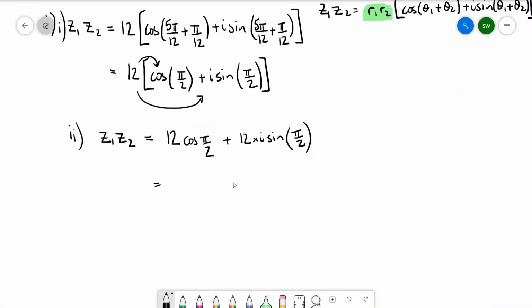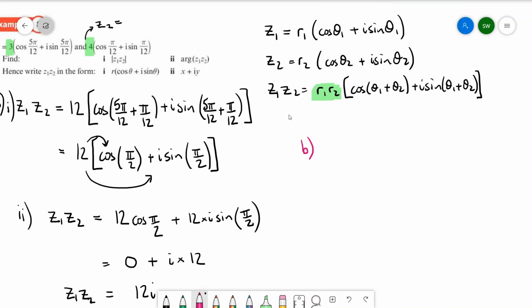So let's simplify that a little bit more. Cos of pi over 2 is 0, so we've just got 0 there, and then plus i times 12 times sine of pi over 2 is 12. So we'd normally write that as just 12i, 0 plus 12i, which is just 12i. So you can see that the real part of Z1 Z2 is 0, and the imaginary part is 12.